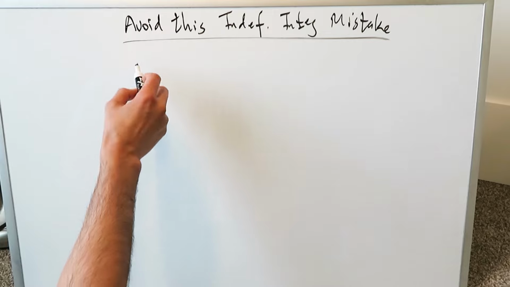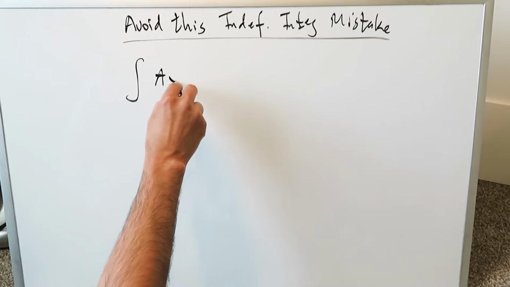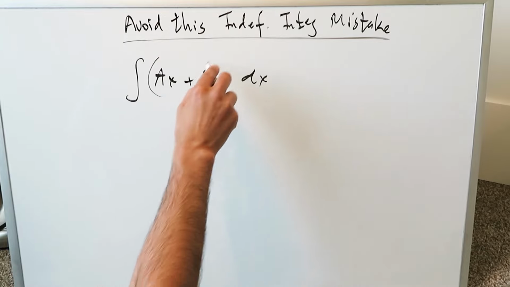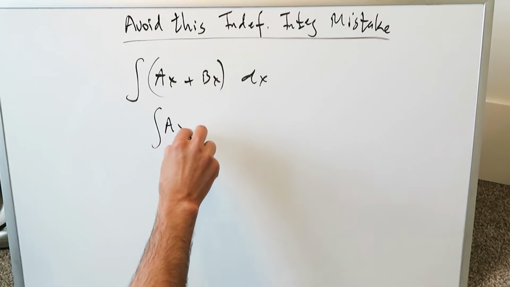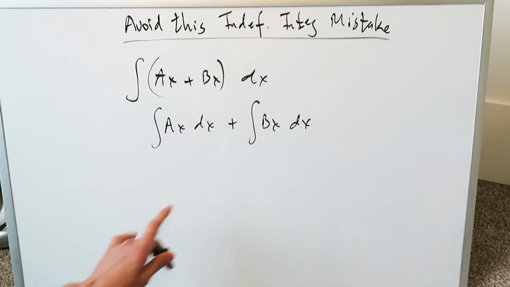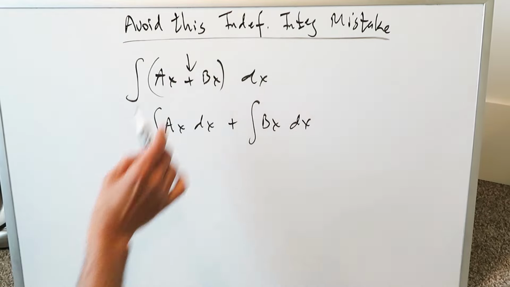Imagine you have an integral which looks like this. You have some ax plus bx dx. You use the properties of integrals for whatever reasons. You separate them out like this, and you know this is a very legitimate property. You separated everything out individually across this positive sign.